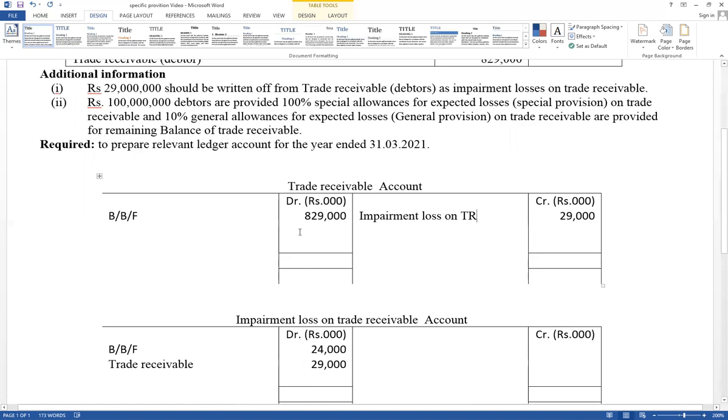Now think about balance part, very important. Now closing balance of trade receivable should be calculated. Debit side increase 829,000. Take that value credit side. Therefore closing balance of trade receivable correct value equal 800,000. That value balance carried down from debit side to credit side, and it should be included debit side as a balance brought forward. As a balance brought forward 800,000. Therefore this is the receivable amounts.